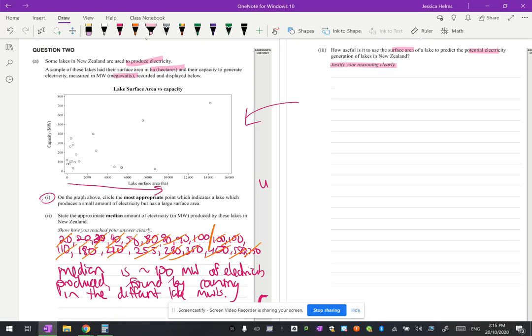The only thing is this one up here and this one up here seem to indicate that the bigger the surface area, maybe the bigger the capacity for electricity. But yeah, I'm going to go ahead and say it's not useful.